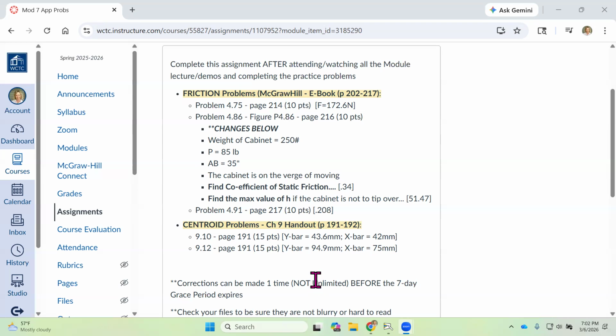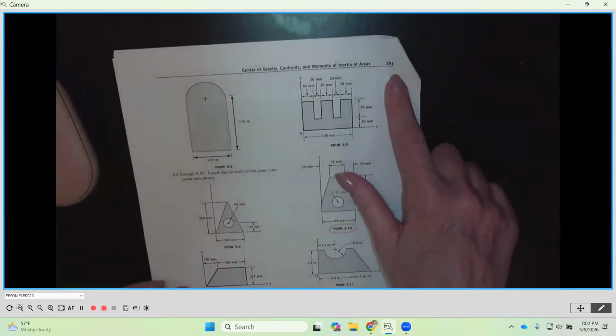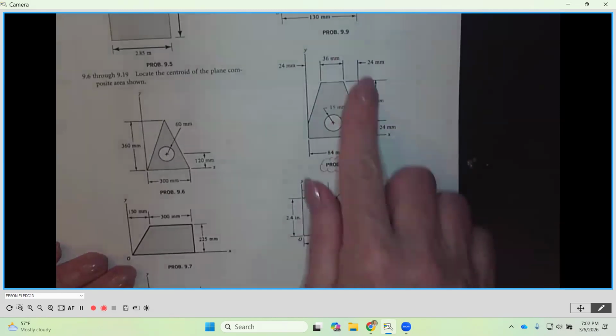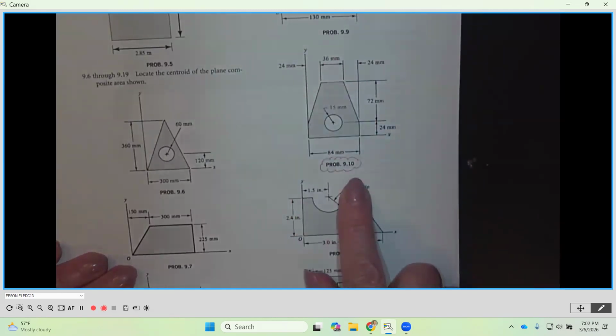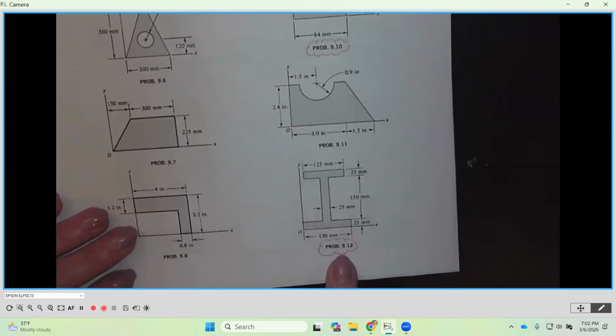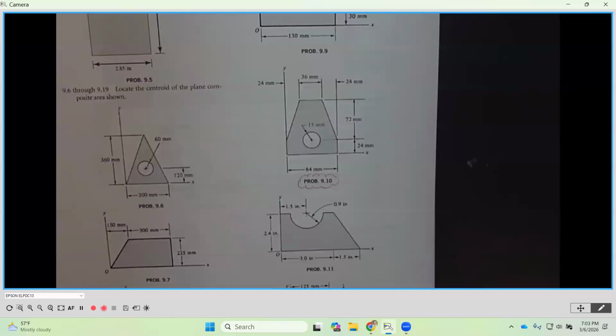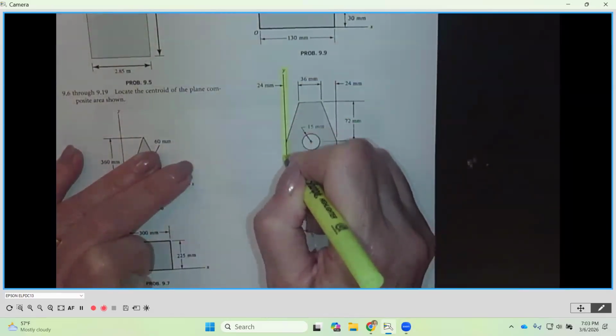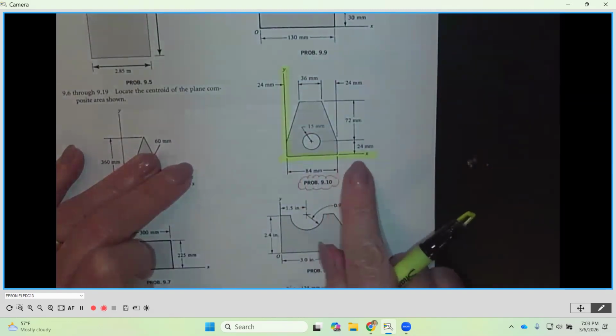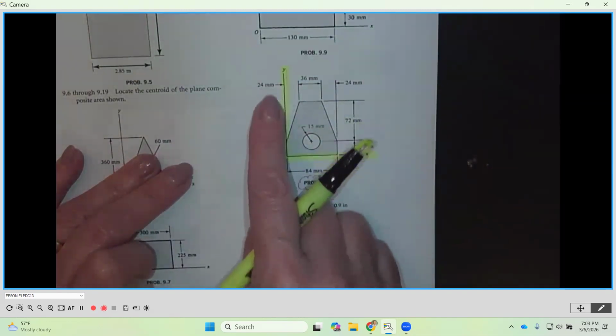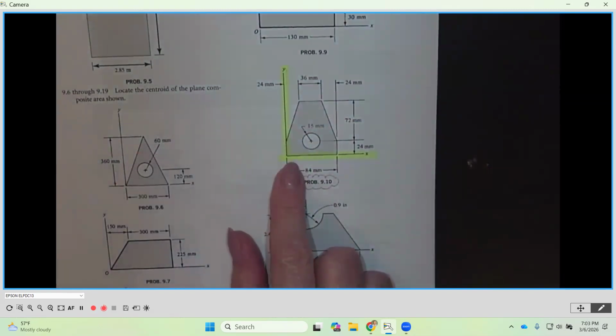So you just want to compare your final answer to those numbers, and as long as you got those, you're good to go. So let's look underneath our camera here, and on page 191, this is the first problem, 910, and the second problem is 912. As we look at the two problems, you are going to notice that the problem identifies for you the reference axis. So they've got the X and the Y axis. So you will be using that identified reference axis.